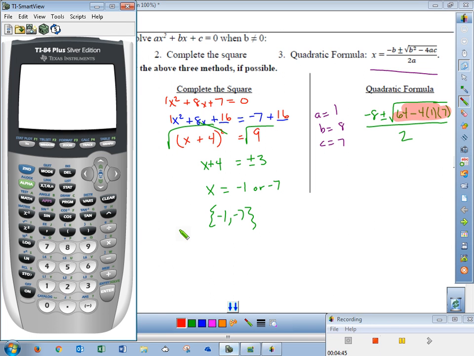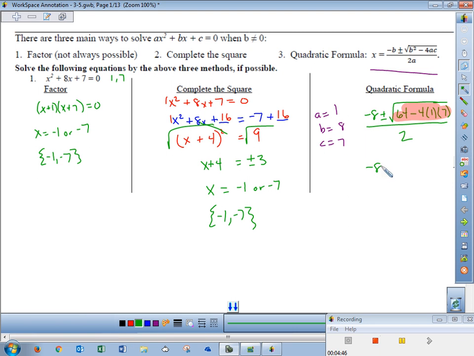I just let my calculator do all that work for me. I just literally type 64 minus 4 times 1, I use parentheses, times 7. And that gives me a discriminant of 36, which is nice that that's a perfect square. So you have this situation going on for you. And now I can actually take the square root of 36. It's plus or minus 6, hence the old plus or minus right there.